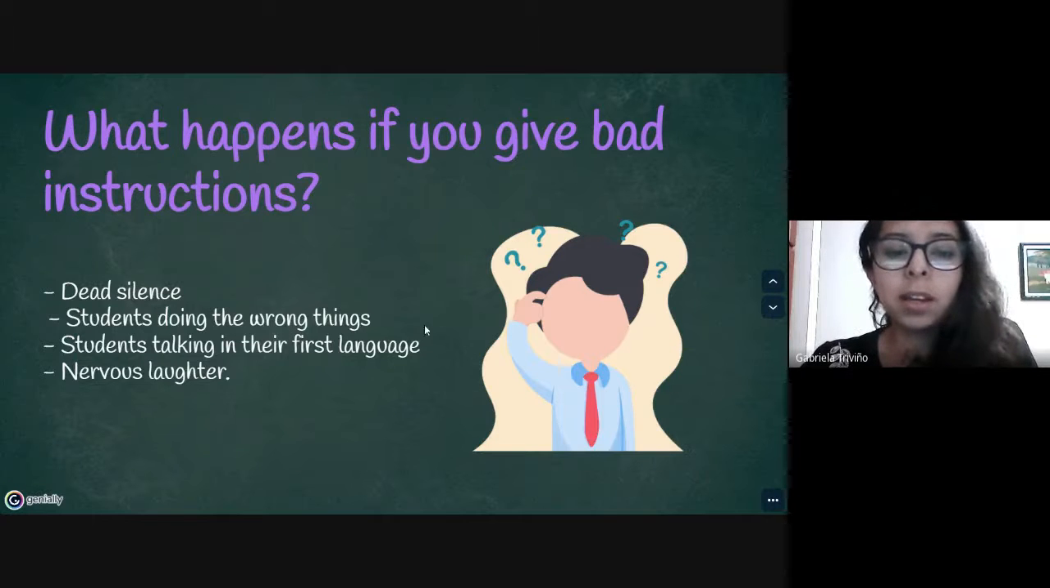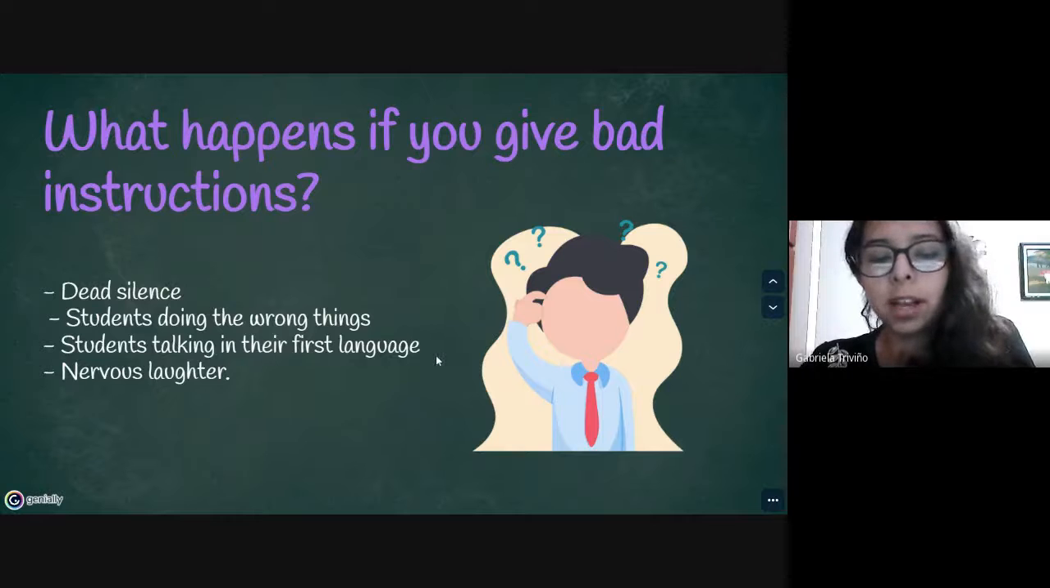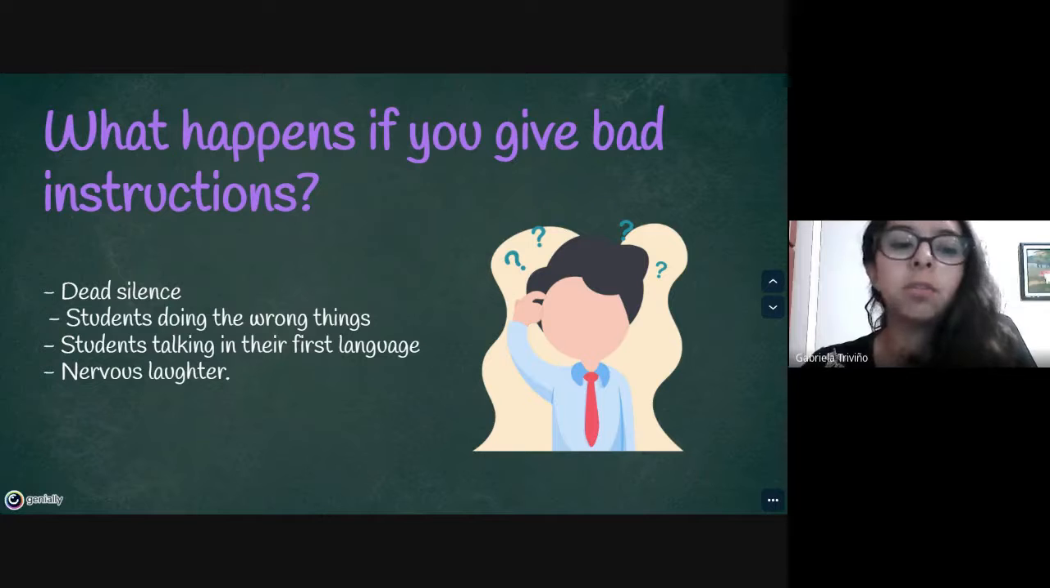Also, you can figure this out when you see that the students are doing the wrong things. They said, yeah, we understood, but when they were developing the activity, they did it in the wrong way. That means that they didn't understand. The third one is that the students are talking in their first language. This is also important because if you didn't say in the instructions that they need to use the second language that they are learning, they are going to start talking in their first one, and the activity will lose its sense.